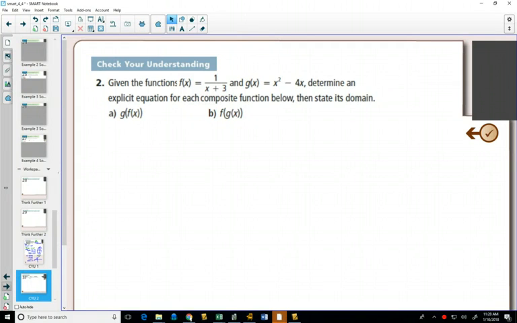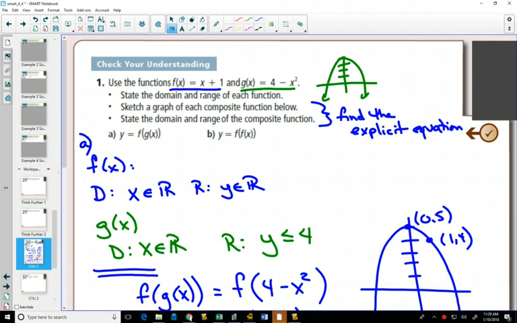We have two functions that are a little bit more complicated than the first one. f of x is a rational function and g of x is a parabola. We want to determine an explicit equation for the composite functions. And so you're going to notice the same thing that we sort of listed here. This strategy of finding the explicit equation is going to help us with our composite functions.